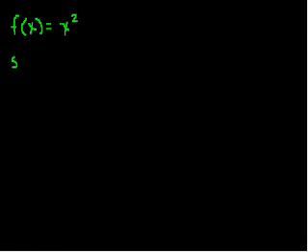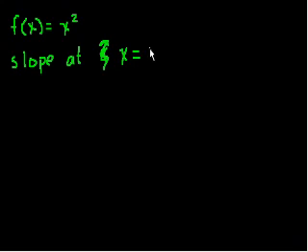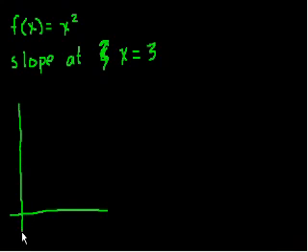What is the slope at, let's say, x equals 3? So let's draw out what I'm asking. So that's a coordinate axis. That's the x coordinate. That's the y coordinate.